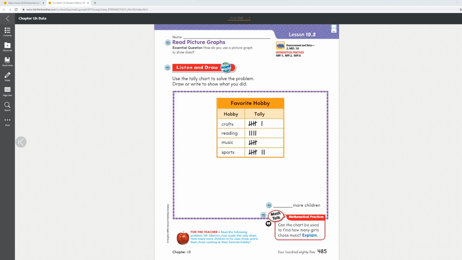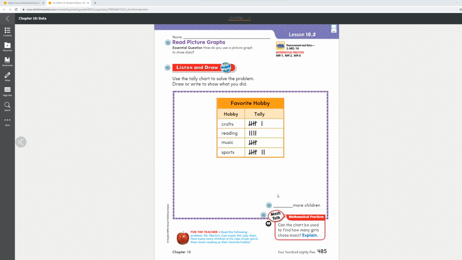So here we have the tally chart for us. It's going to be on favorite hobby. So here we have the hobbies. The favorite hobbies could be crafts, could be reading, music, or sports. Those are the 4 different hobbies. And now on the right side we see the different tallies, the tally marks. So these are the tally marks for each of the favorite hobbies.